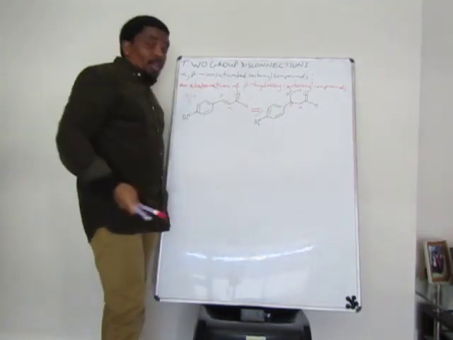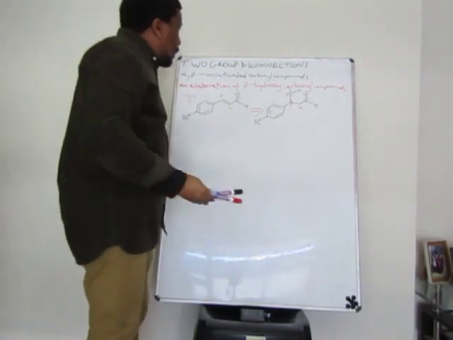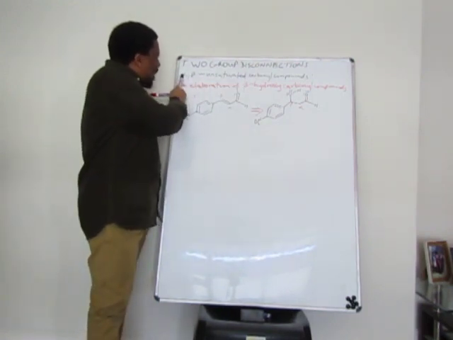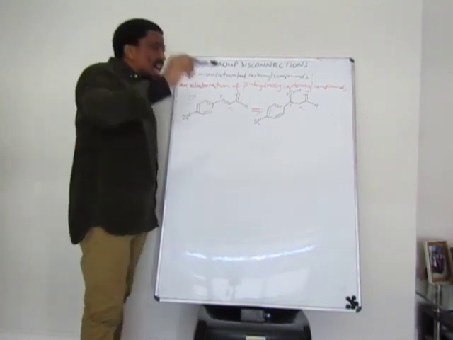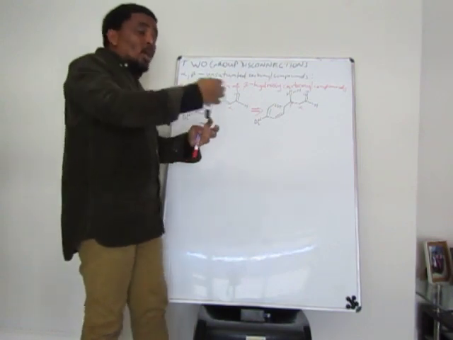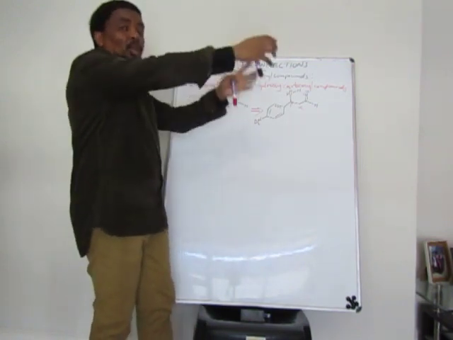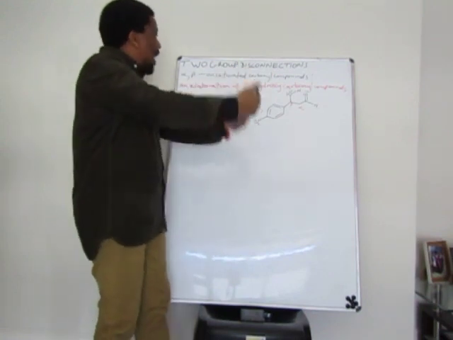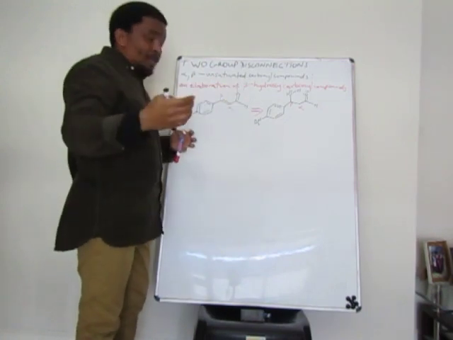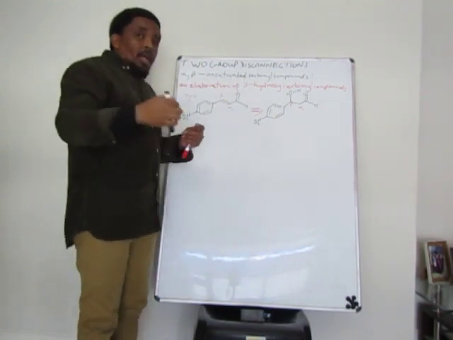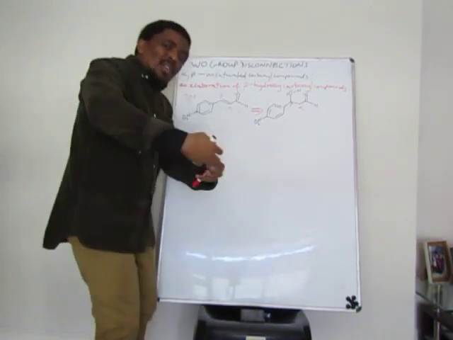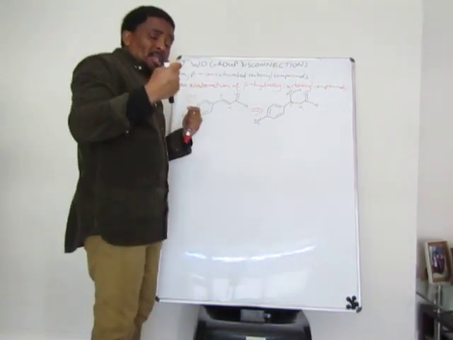Once more, we are still carrying on with our two group disconnections. In this case, I would like us to look at the alpha, beta, unsaturated carbonyl compounds, right? You are accustomed to the beta hydroxy carbonyl compounds. Now we are adding the alpha, beta, unsaturated carbonyl compounds. Do not be scared, because now you've got your alpha, beta, unsaturated system.